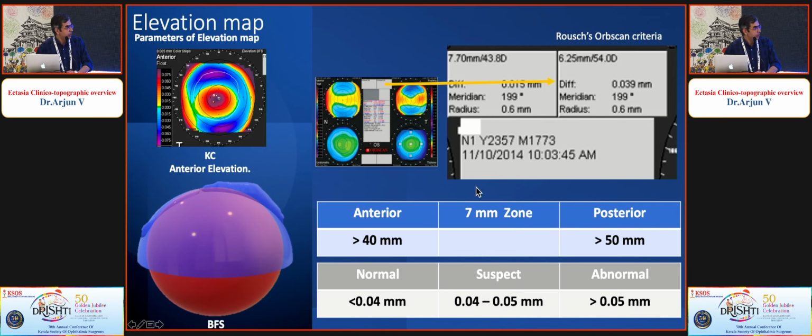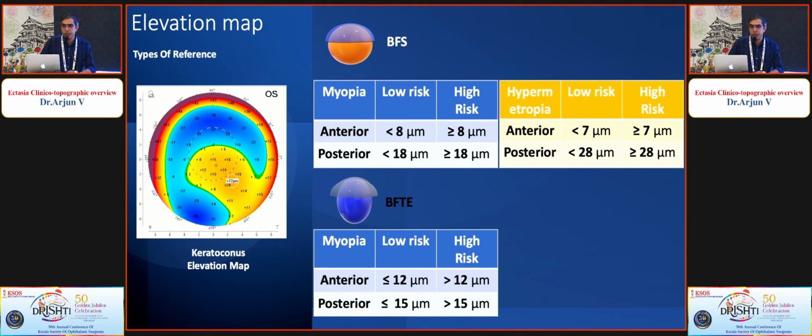If you see this caricature here, some areas are above the best-fit sphere, some areas are below the best-fit sphere. So the difference between the highest point above and the lowest point below should not be more than 0.04 mm. If it's more than 0.05 mm, it is considered abnormal. Again, you have to also see the reference used before you use the values. In case of BFS, a value of more than 8 microns, or 18 microns for posterior, and in case of toric ellipsoid, 12 and 15 respectively are considered abnormal, depending on whether it's myopic or hypermetropic.